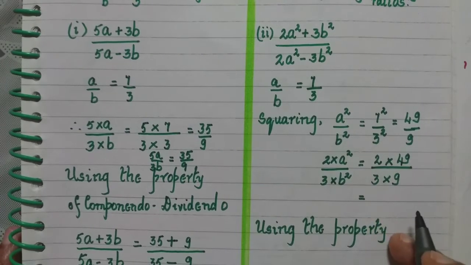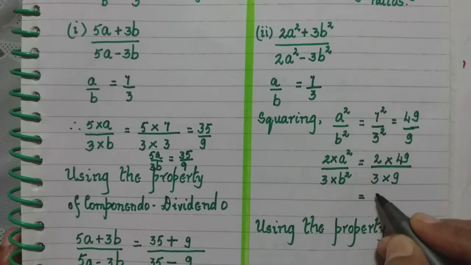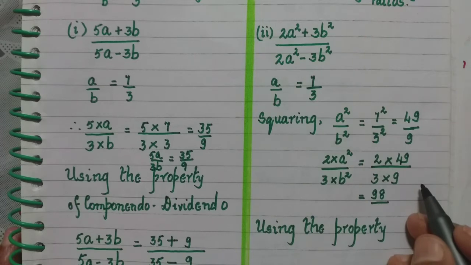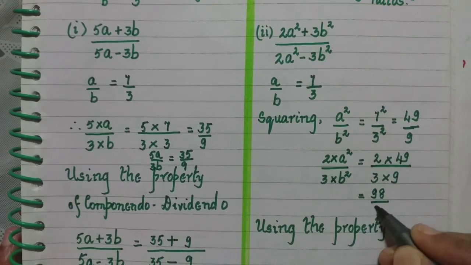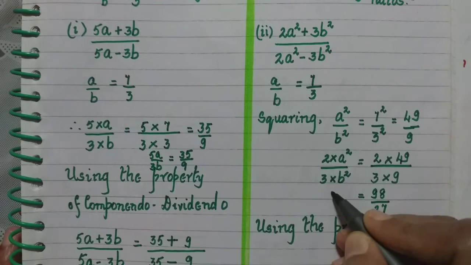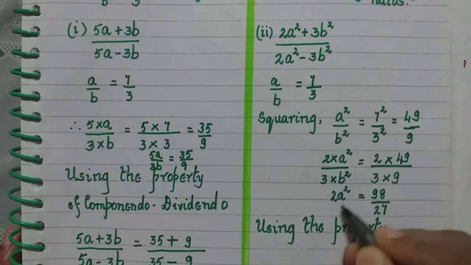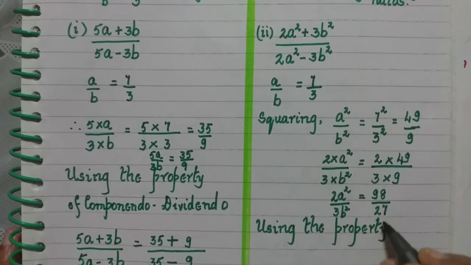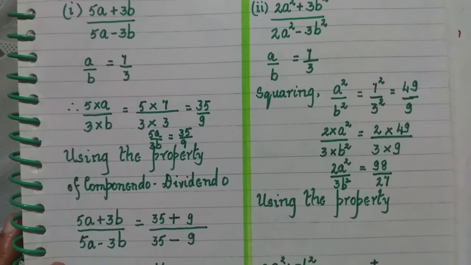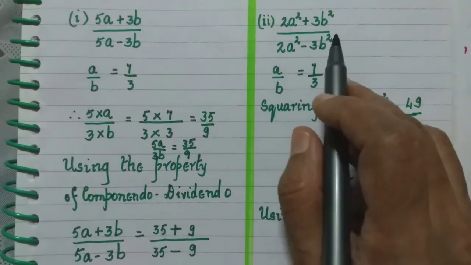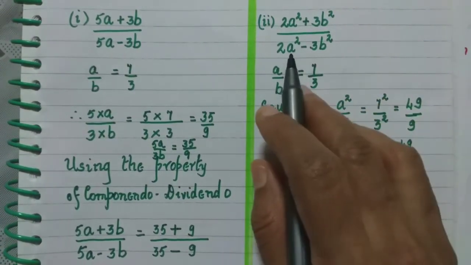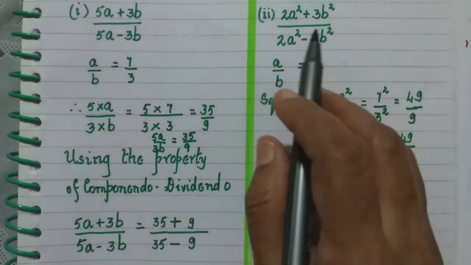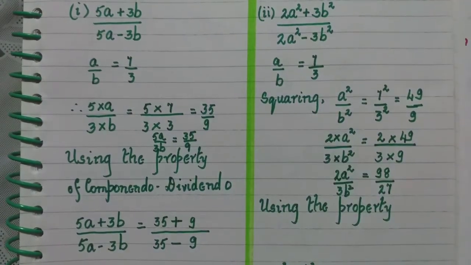So now when I multiply here, 2 into 49 is 98 upon 3 into 9 is 27. So I have got here 2a square upon 3b square as 98 upon 27. Now what do I have to find? 2a square plus 3b square upon 2a square minus 3b square. That means again I have to use the property of componendo dividendo.